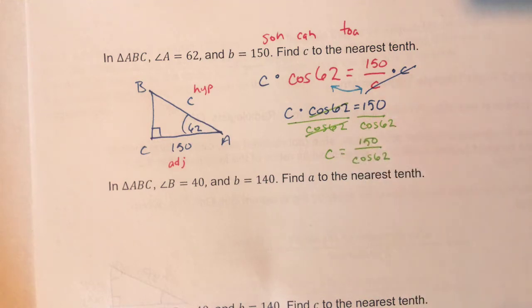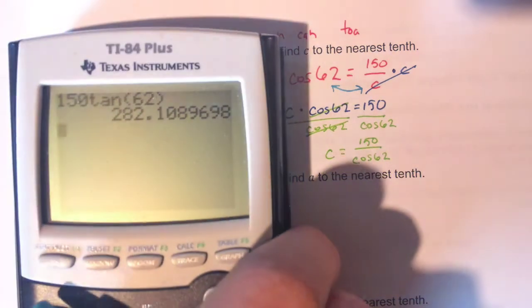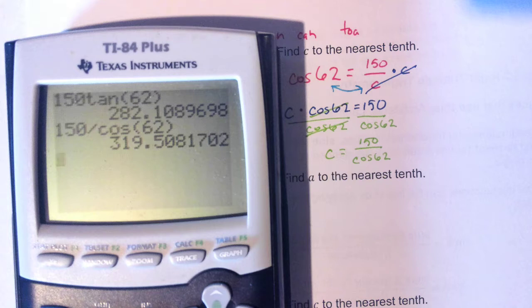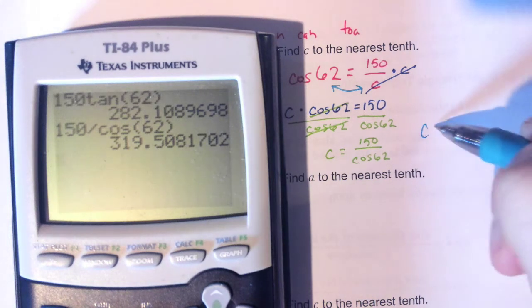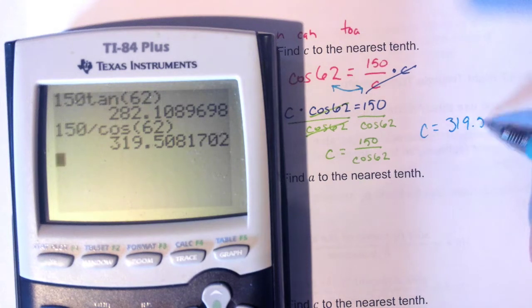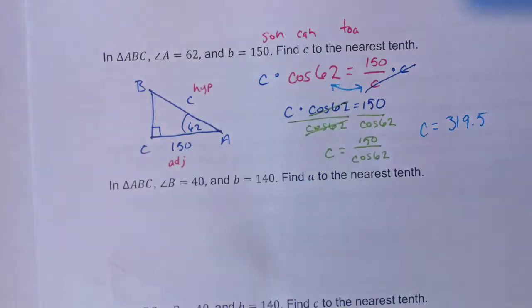So now that I've got C solved, I just pull out my handy dandy calculator and type it in just like I see it. 150 divided by the cosine of 62, close that parenthesis, and then round it to the nearest tenth. C comes out to be 319.5. The length of that hypotenuse would be about 319.5.